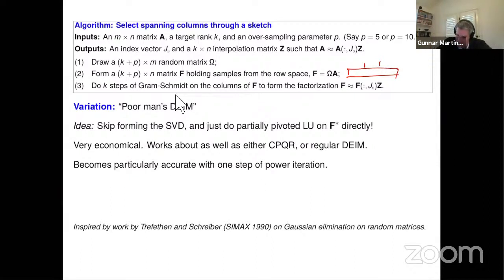And this is inspired by work of Trefethen from 30 years ago that I actually was not aware of until quite recently, but it's really interesting stuff.